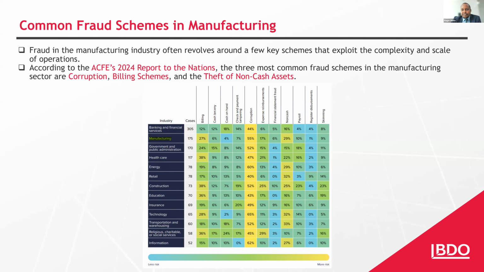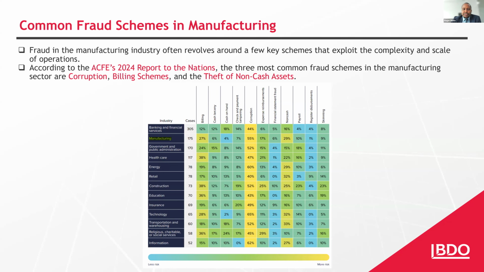Some examples of billing schemes include fictitious vendors. And in fictitious vendors, it's a scheme where an employee sets up a fake company and then submits invoices for goods or services that were never delivered. Payments are then made to the vendor, but in reality, the employee is diverting the funds to their own account. For instance, someone in accounts payable or the clerk could be responsible for this form of fraud. They could submit invoices for materials that were never purchased and then pocket the money.